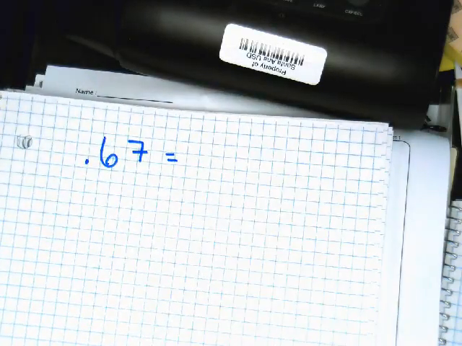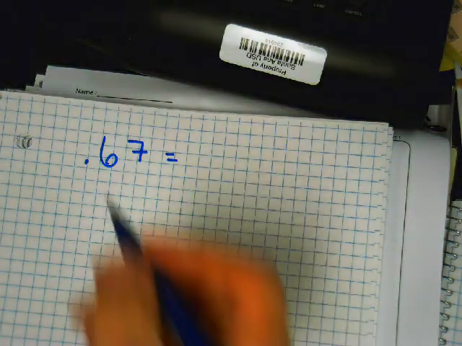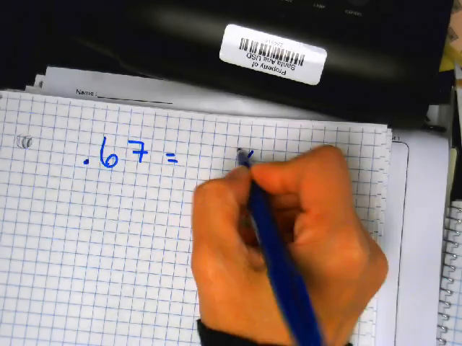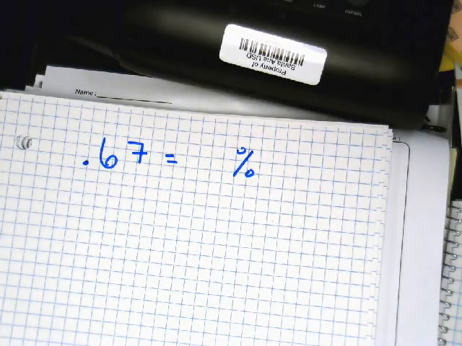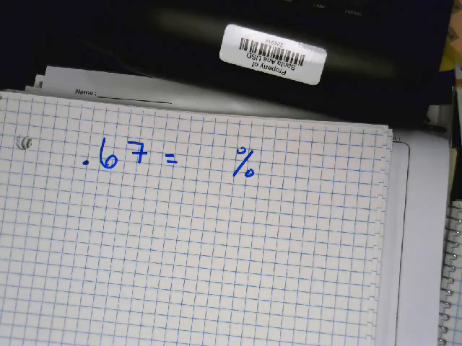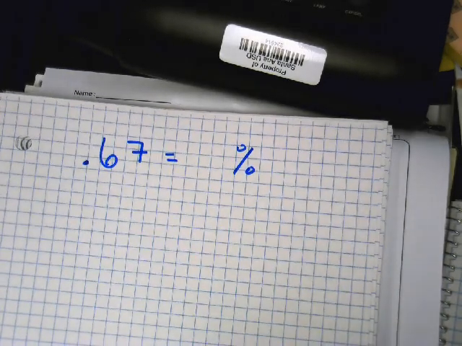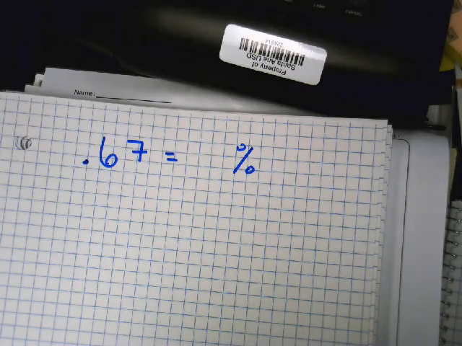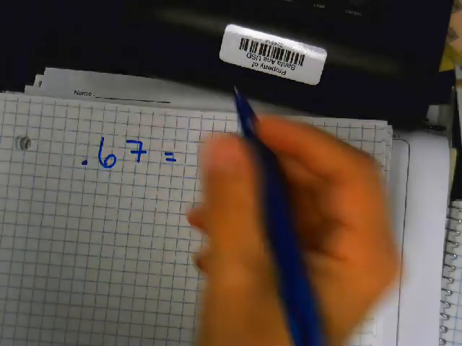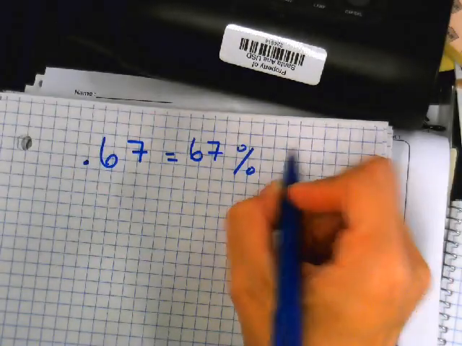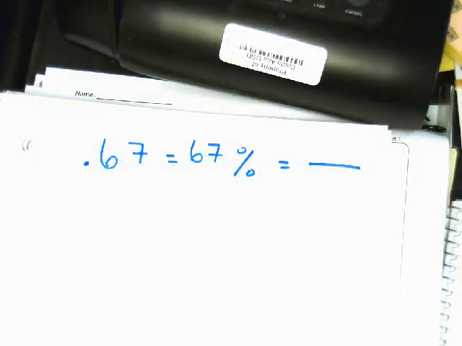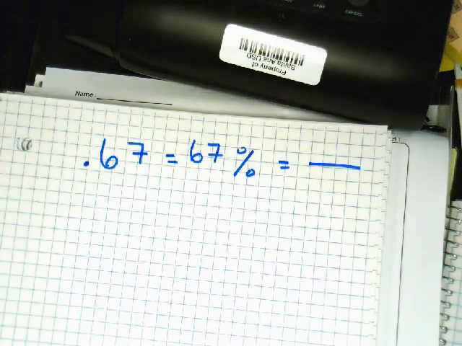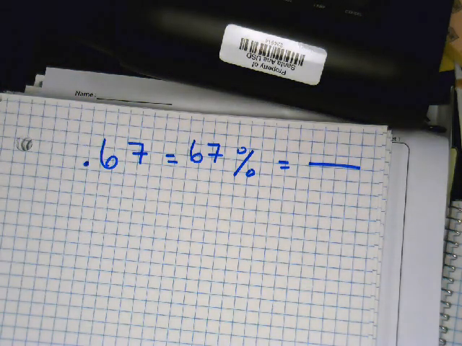Okay, 0.67. 0.67. Oh, I forgot. I was going to change it because I did a second pair and everybody's like, ah. And I'm like, oh my God, I'm going to change it. Okay. What percent is 0.67? What percent? Thank you. 67%. Now, what fraction is 67%? Fraction. 6, 7.